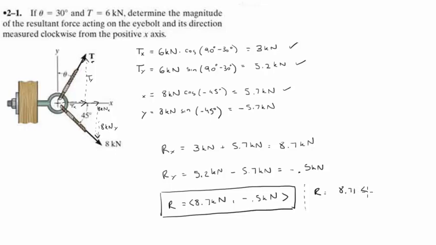8.71, and the angle would be the negative tangent inverse of the y component over the x component, which will be 0.5 over 8.7, negative 3.3 degrees. Final answer.